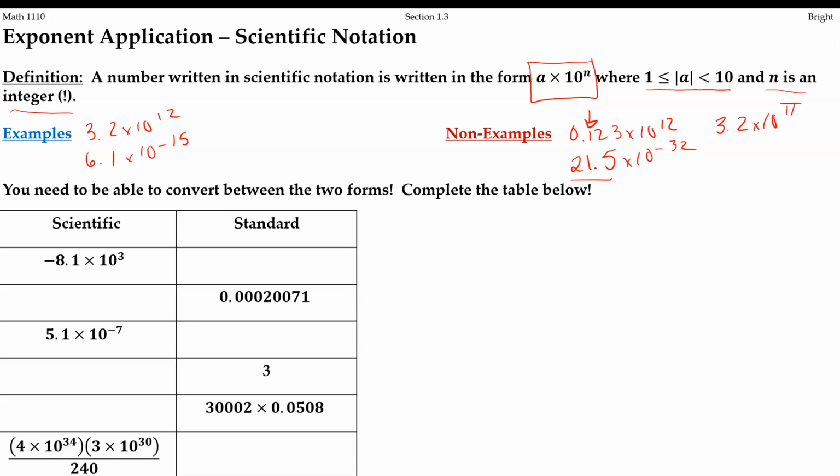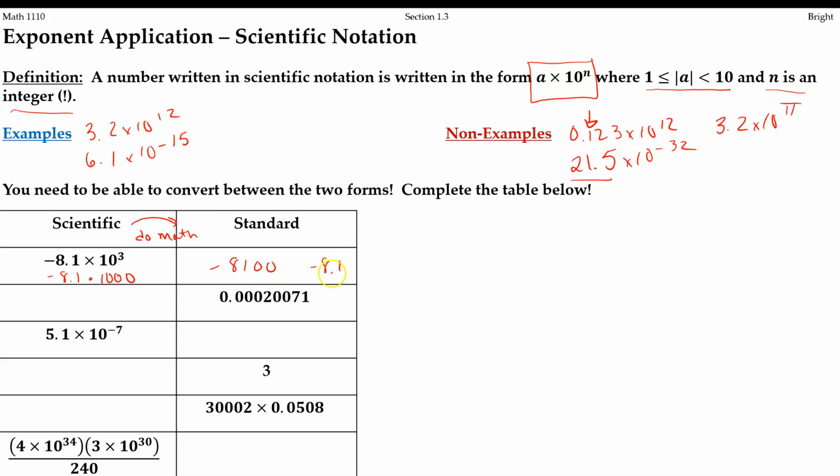To go from scientific to standard, when you're going this way, I'm just going to tell you do math. So literally, think about this as 8.1 times, and then 10 to the third is 1,000. So then all you have to do is do the math. So get out your calculator, do 8.1 times 1,000, and you're going to end up with 8100. Let's see, that should be it. Yeah. Negative 8100.